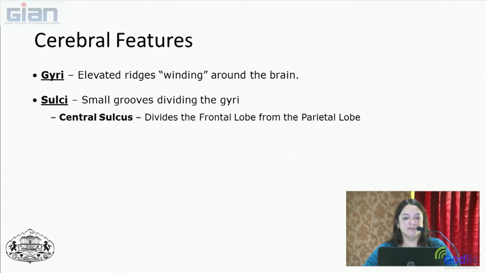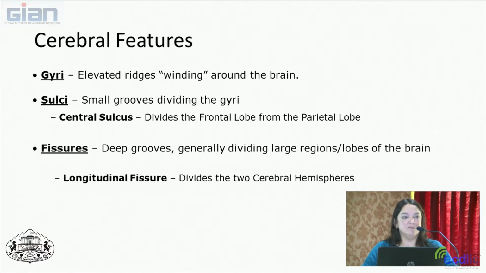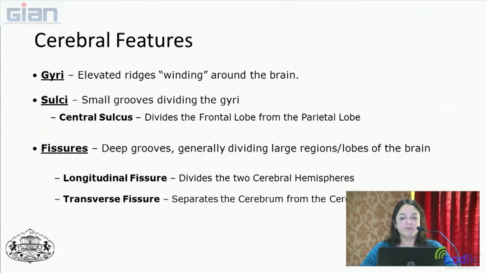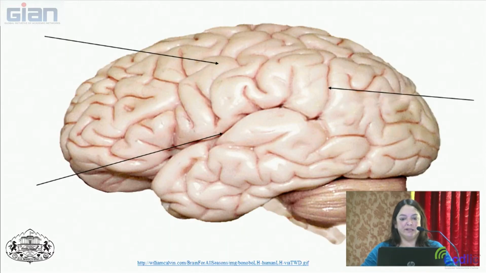There are several fissures or divisions. The central sulcus divides the frontal lobe and the parietal. The fissures are the deep grooves dividing large regions and lobes, and we'll go through each of these a bit more. The longitudinal fissure is what divides the two hemispheres. The transverse fissure separates the cerebrum from the cerebellum in the back. And the lateral fissure divides the temporal from the frontal and parietal. And like I said, we'll look at these a bit more.